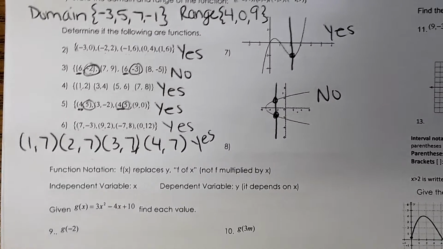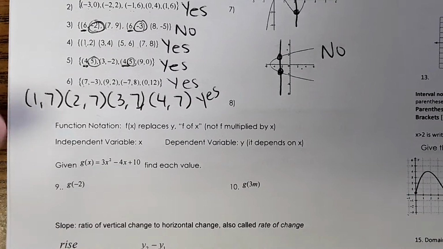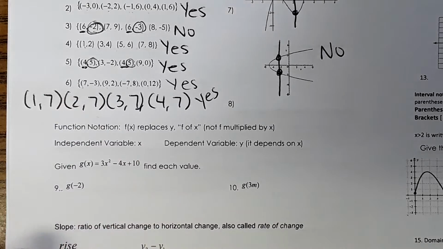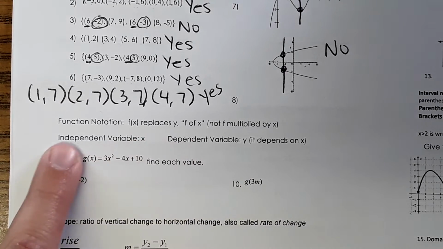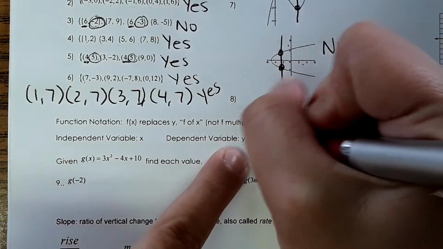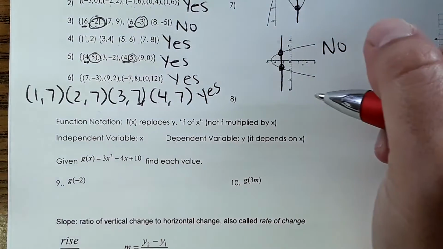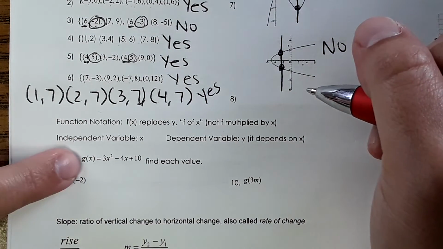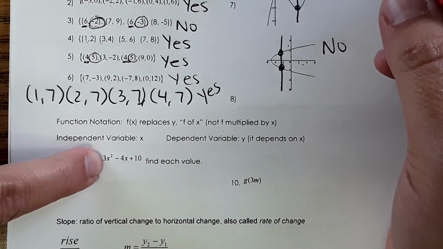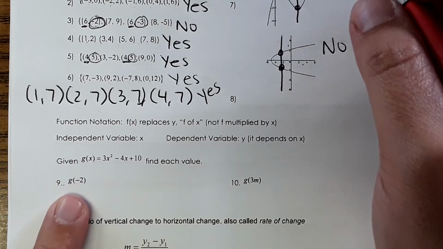Okay, now next concept, we're dealing with function notation. f of x replaces y. The independent variable is x and dependent variable is y because it depends on what you put in for x. Given this function, g of x equals 3x squared minus 4x plus 10, find each value.